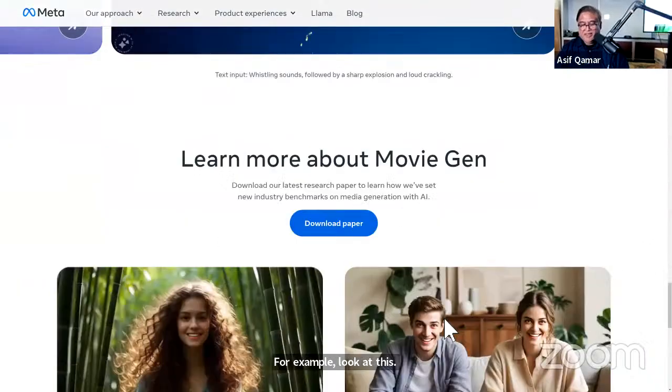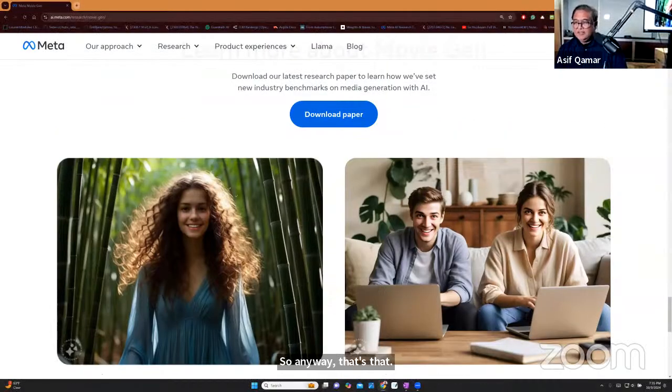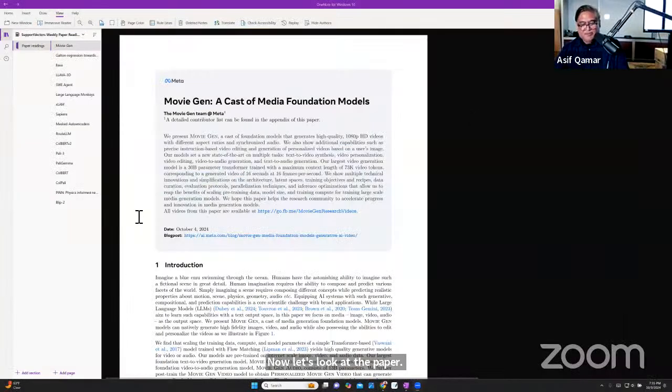So anyway, that's that. Now let's look at the paper. This paper is actually remarkably simple. So I'll talk about the method they use, and what is surprising is the approach, which is simple and a bit surprising. So let's start now with the paper reading.